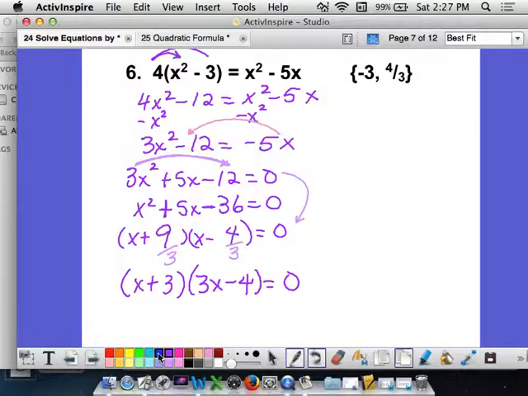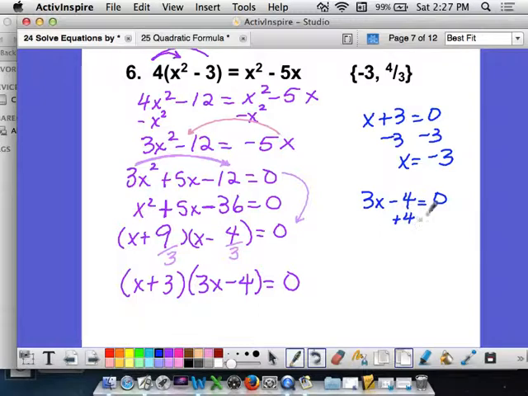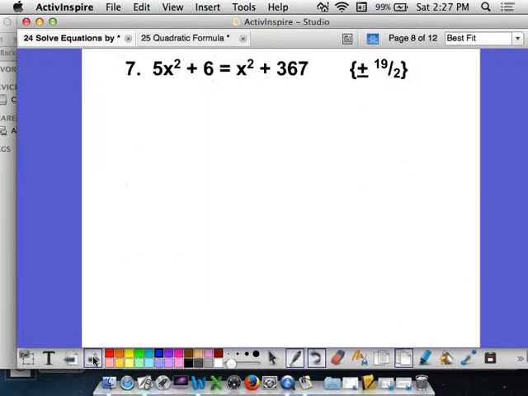Then you're going to set both of those equal to 0. x plus 3 equals 0. Solve for x. x equals negative 3. 3x minus 4 equals 0. Solve for x, and x equals 4/3. So there, from least to greatest, is negative 3, 4/3.